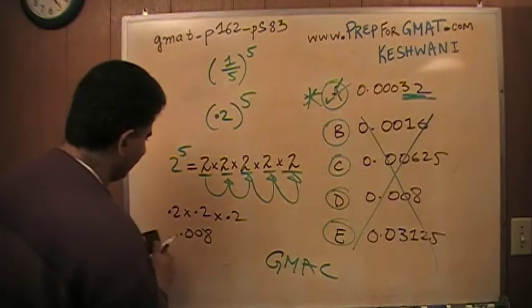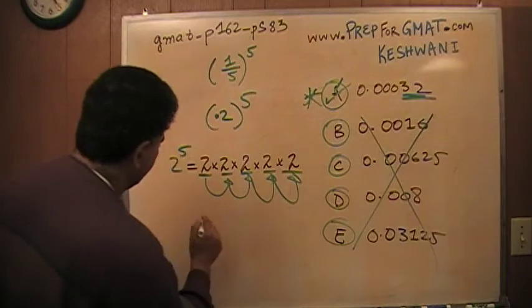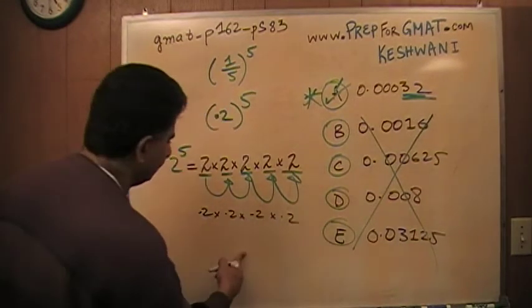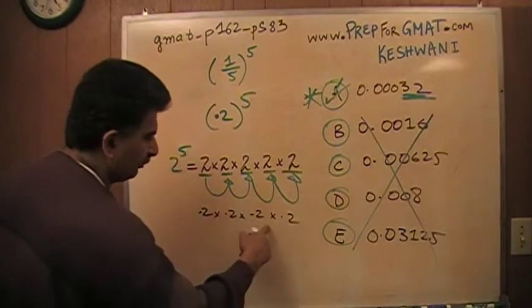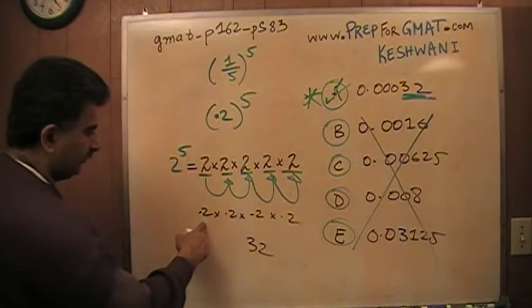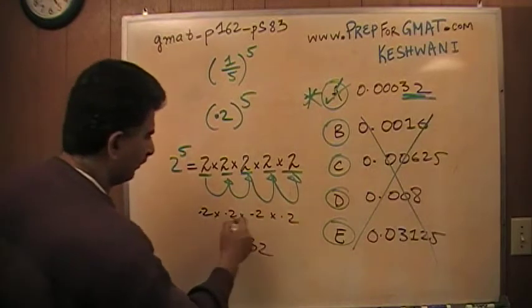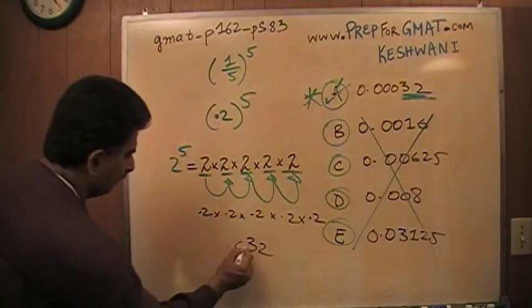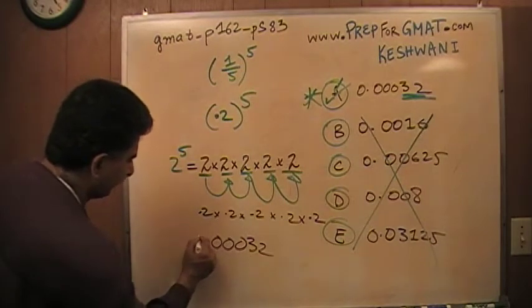Similarly, if I go one more, let me line them up so you can see. 0.2 times 0.2 times 0.2 times 0.2. Of course, 2 times 2 times 2 times 2 is 32, and there are 5 decimal places. 1, 2, 3, 4, and then 5. There are 5 decimal places. Right there, that's your answer.